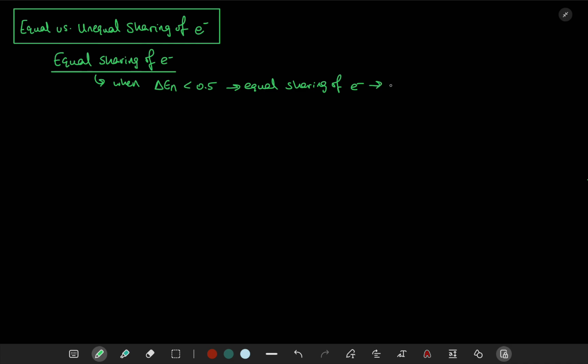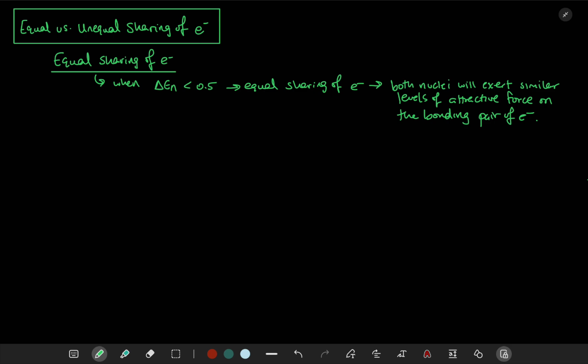And again, this is because if the delta, being the difference between the electronegativity of the two atoms involved in a bond, is less than 0.5, you'll have equal sharing of electrons because both nuclei will exert similar levels of attractive force on the bonding pair of electrons. Okay, so let's look at a couple examples.